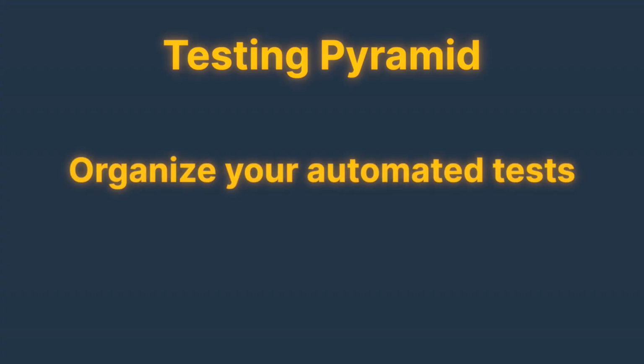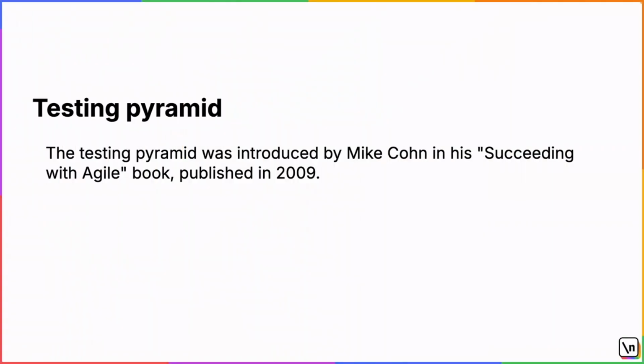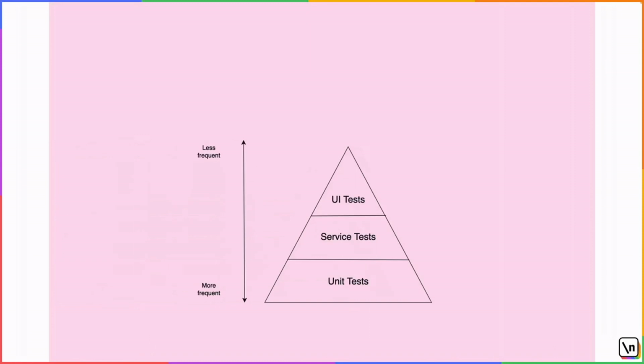Let's talk about the testing pyramid, a framework for organizing your automated tests. The testing pyramid was originally proposed by Mike Cohn in his Succeeding with Agile book, published in 2009. The testing pyramid is a popular way to think about testing because it provides a mental framework for thinking about tests and classifying them. The traditional testing pyramid is divided into three levels.